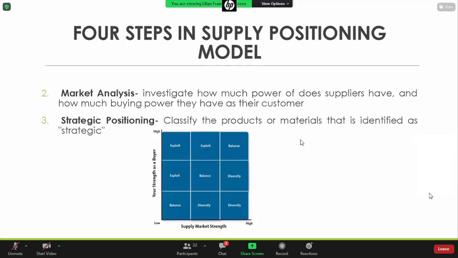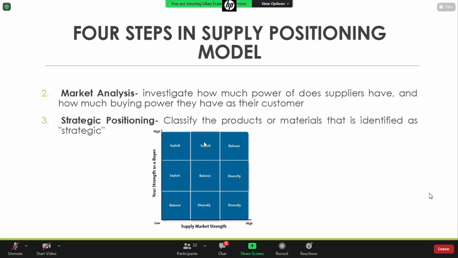Next, for the second step is market analysis. Investigate how much power the suppliers have and how much buying power they have as their customer. Dito sa second step, para magawa yung strategic positioning, gagamitin mo lang yung nakuha mong info sa step 1. So once the company or firm analyzes their market, ma-figure out na nila whether sila yung merong strong power than supplier or vice versa.